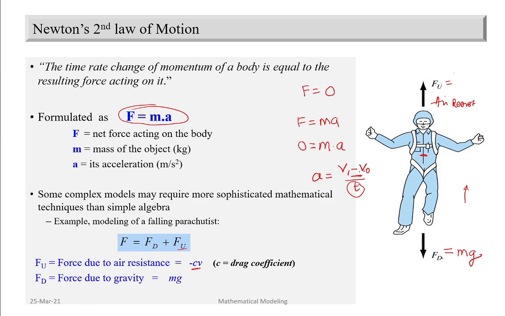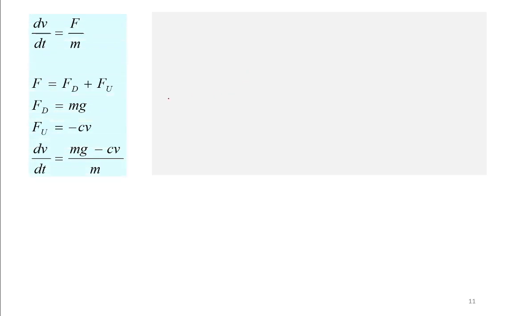Upward force I can consider as C into V. Obviously it is in the opposite direction. Then mass into G is a downward force. Now I can equate these two. Then dV by dt is equal to F by m. So this equation came from force is equal to mass into acceleration.